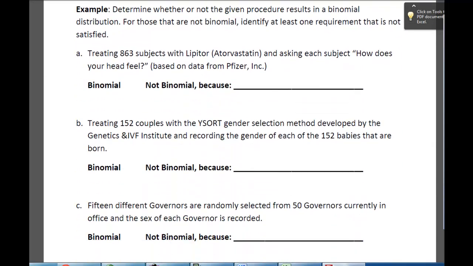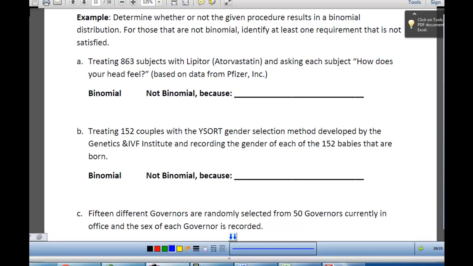Determine whether or not the given procedure results in a binomial distribution. For those that are not binomial, identify at least one requirement that is not satisfied. Okay, so here we have treating 863 subjects with Lipitor and asking each subject, how does your head feel? Is it binomial or not binomial? Okay, not binomial. Why is that? Okay, all right, we got more than 2 outcomes. All right, that'd be the first thing I would think of, is there more than 2 outcomes.